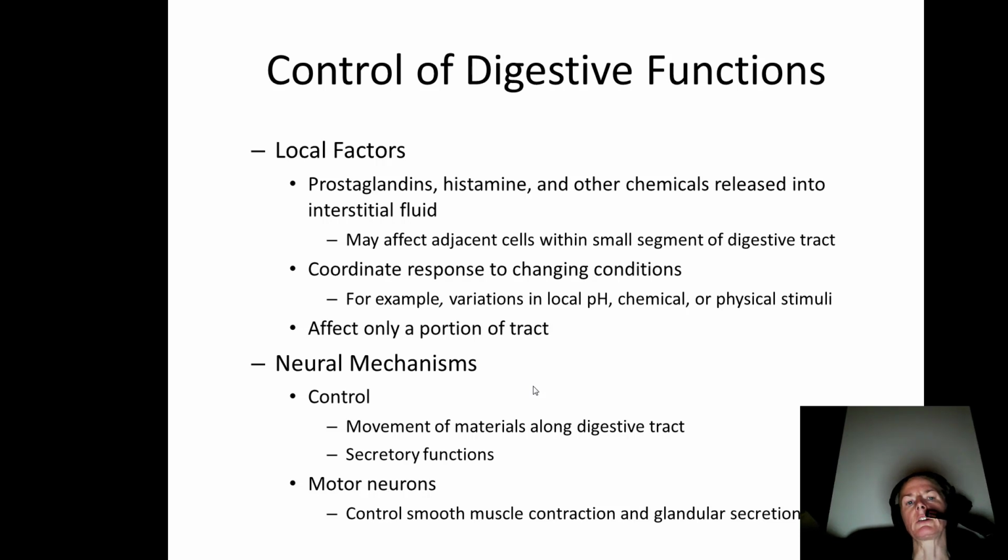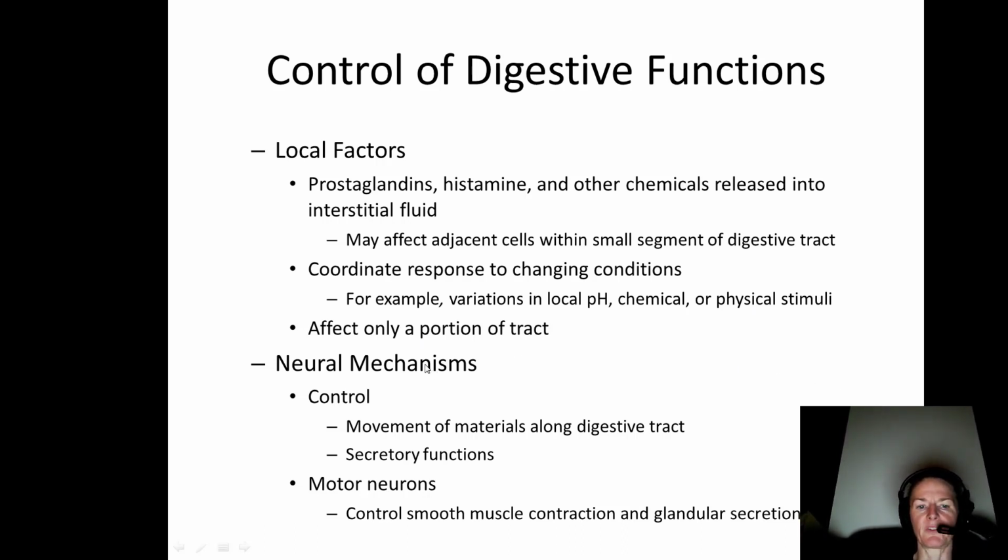All right, so let's talk a little bit about the control of digestive functions. We have both local factors, and these will include all kinds of signaling molecules. We're going to have some prostaglandins, histamines, and other signaling molecules that will be released into the interstitial fluid. This is kind of like paracrine signaling. They're going to signal cells that are close to them. They're going to affect adjacent cells within the small segment of the digestive tract. And this is going to help coordinate responses to changes in conditions like local pH, chemical changes, physical stimuli, stretching, and so forth. And this basically is going to affect a small portion of the digestive tract.